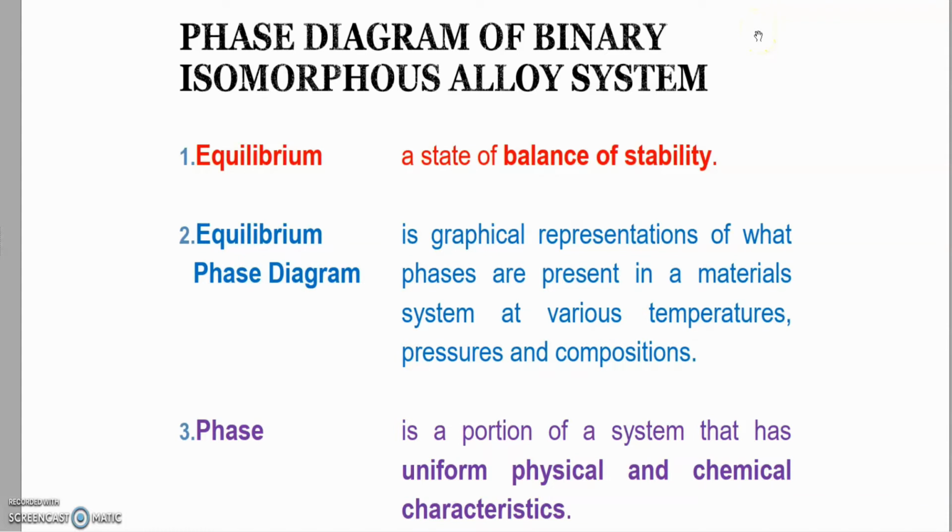Okay, phase diagram of binary isomorphous alloy system. So this is the definition for phase diagram of binary isomorphous alloy system. Equilibrium is a state of balance of stability. Equilibrium phase diagram is a graphical representation of what phases are present in a material system at various temperatures, pressures, and composition.